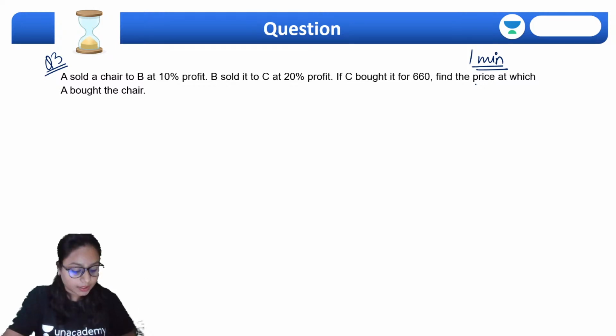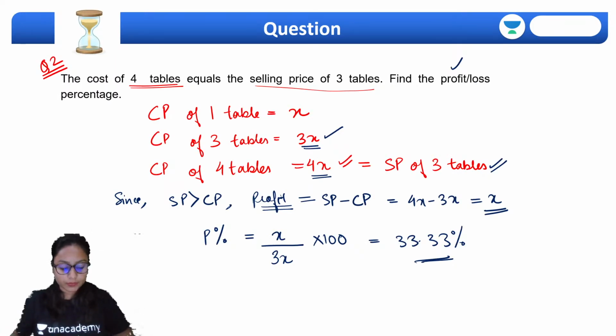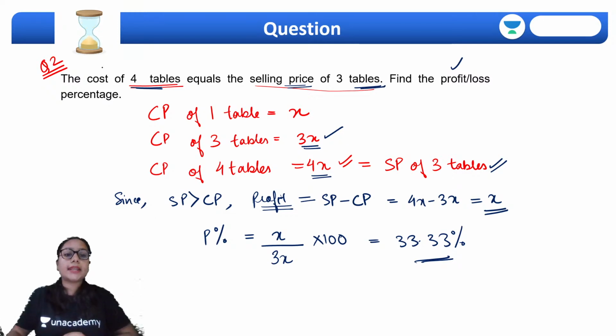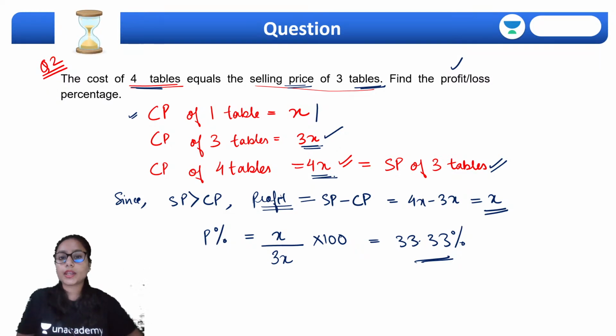You want me to repeat? Alright, I'll repeat this question. No issues, Sejal, I'll repeat. It is given that the cost of 4 tables is equal to the selling price of 3 tables. So I have assumed that the cost price of 1 table is equal to x. So the cost price of 3 tables will be 3x and the cost price of 4 tables will be equal to 4x. Now the selling price of 3 tables is equal to the cost of 4 tables, so this 4x will also be equal to the selling price of 3 tables.